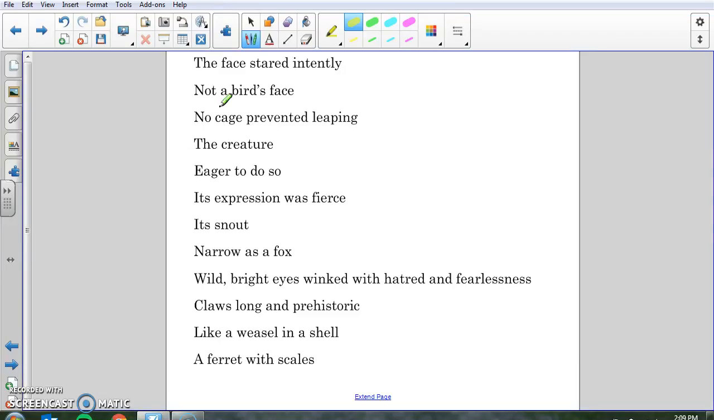Claws, long and prehistoric, I felt should kind of be on its own as well, because those are very descriptive and kind of show you what we're talking about. And I thought breaking this last line up into two different lines also made the reader pause and read it separately: like a weasel in a shell, a ferret with scales.